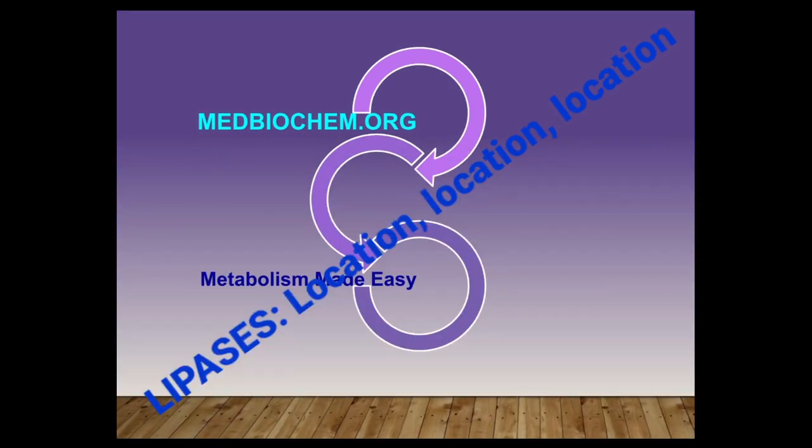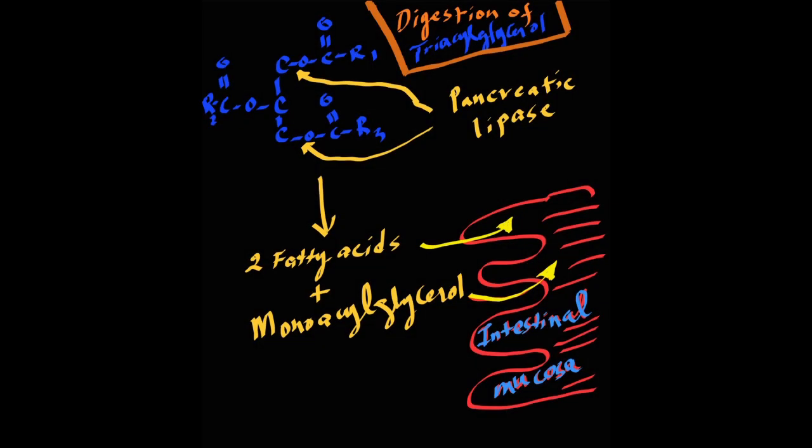This podcast will cover several different types of lipases, and they're classified based on their location first, and then some of their key functions and activity. The first class of lipases are located in the lumen of the small intestine, and they are primarily involved in the digestion of dietary lipids.